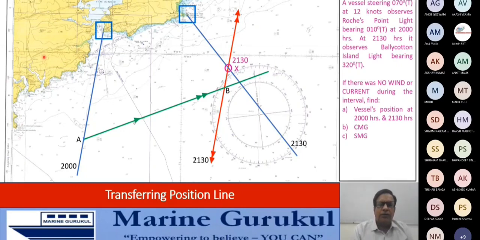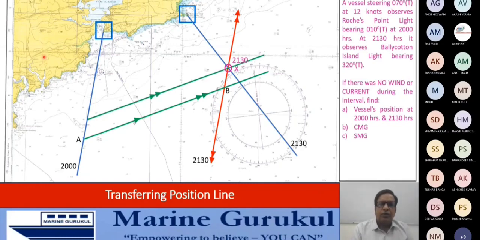Now, how would the vessel have reached this point X? The vessel would have reached point X by making good a course whose direction is represented by AB, the CMG. So that means the vessel would have reached point X by traveling over a track represented by AB direction and passing through point X.